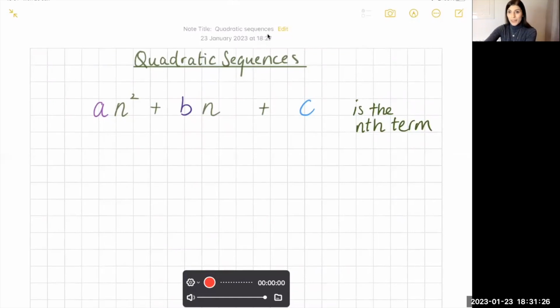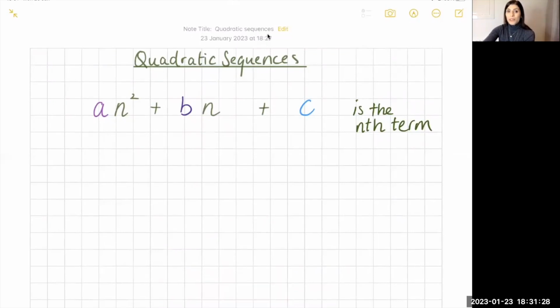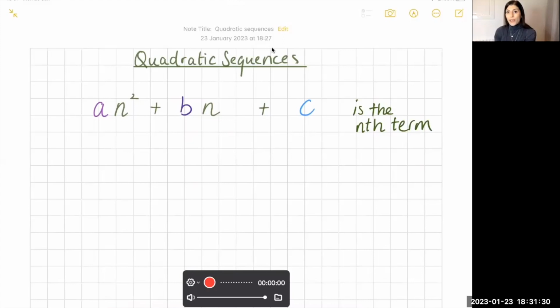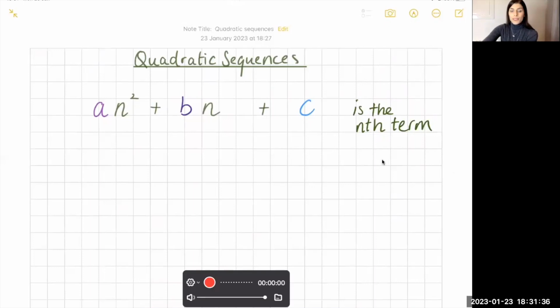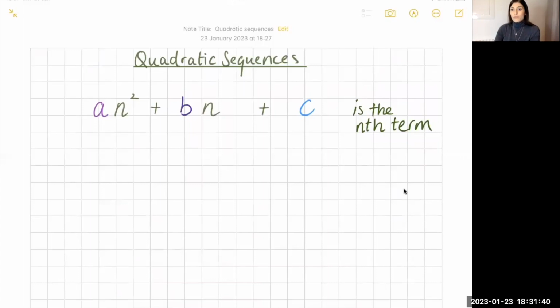It will be 20 minutes, and I'm just going to quickly run through how to work out the nth term for quadratic sequences. As you can probably see on the screen, this is the general nth term for a quadratic sequence. All of the nth terms will look as follows. The only difference is that A, B, and C will be different numbers each time. And we're going to look at how to work out the A, the B, and the C.